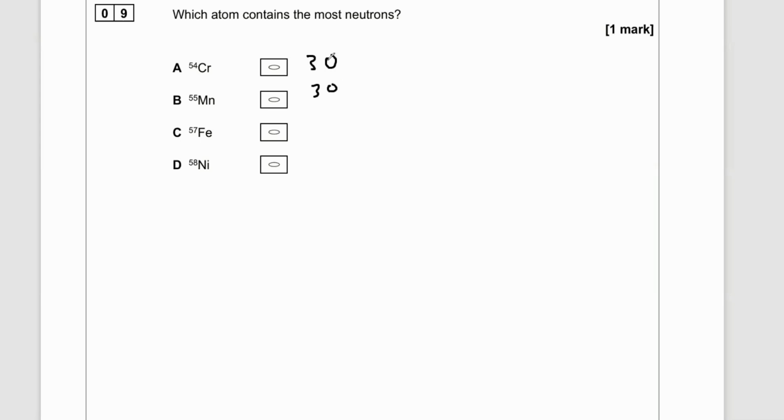And it's the multiple choice, guys. So question 9, which atom contains the most neutrons? Well, if you use your periodic table, you'll find out that all of these have 30 neutrons except for iron, which has 31 in this situation. Just subtract the proton number from the mass number. You'll find the atomic or proton number in the periodic table for each of these.